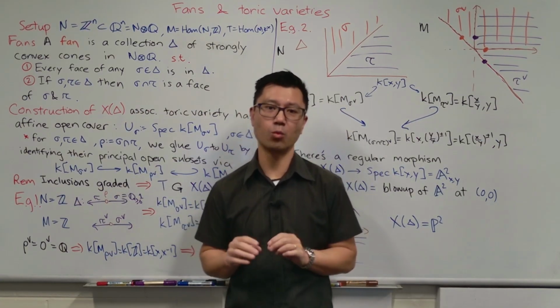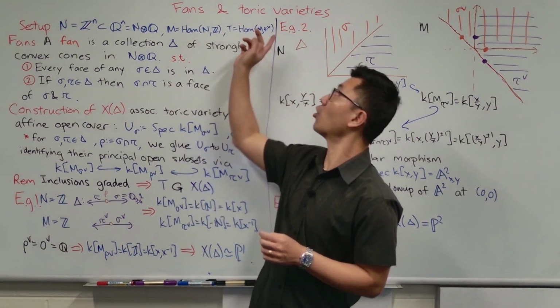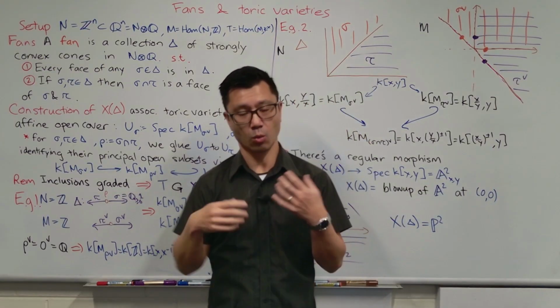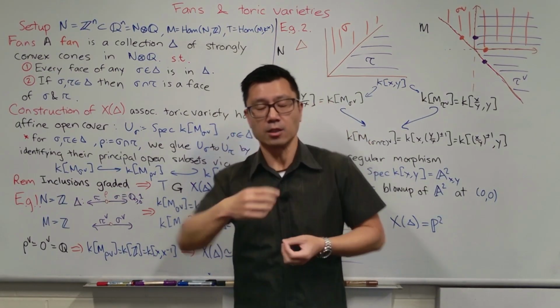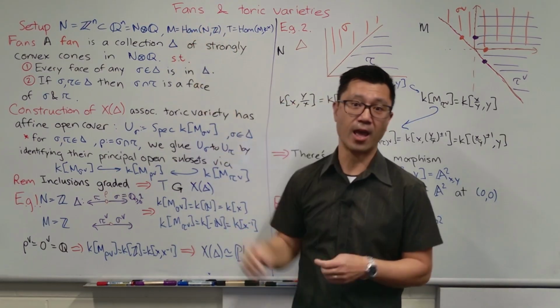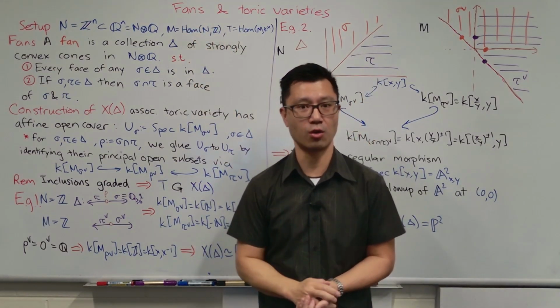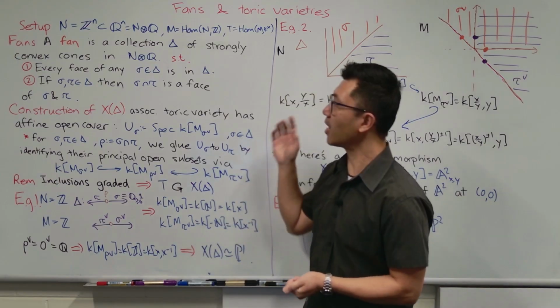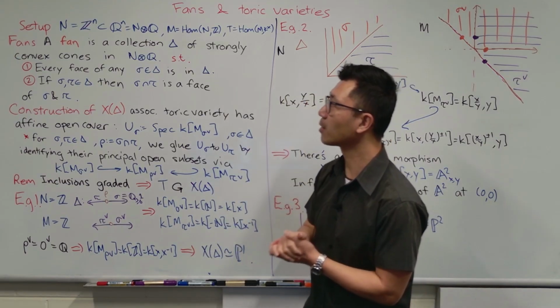In this video, I want to give you the general definition of a toric variety, which is a wonderful variety that you can define using the combinatorial data of a fan, and hence you can also study combinatorially. Okay, so let's see our general setup.